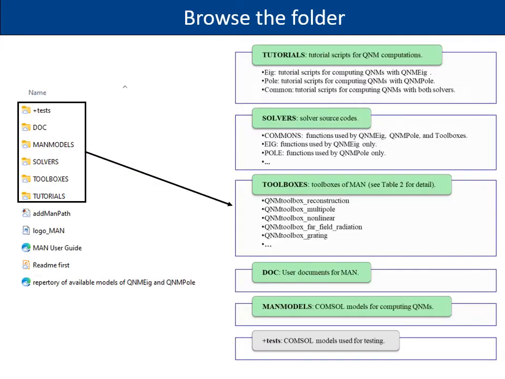Once you have unzipped the package, you can find the following folders and files. In the tutorial folder, we have provided a lot of MATLAB scripts illustrating how one computes, normalizes, sorts, and saves the quasi-normal modes using the QM solvers, QM-PO and QM-Add. These are the scripts you should run first to learn how to compute the quasi-normal modes and how to normalize them.